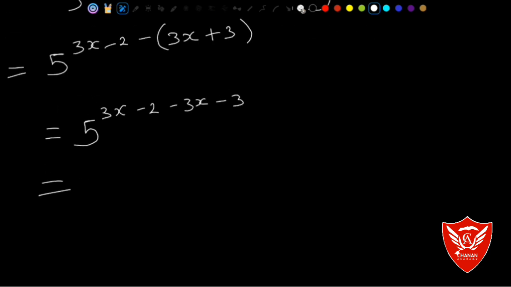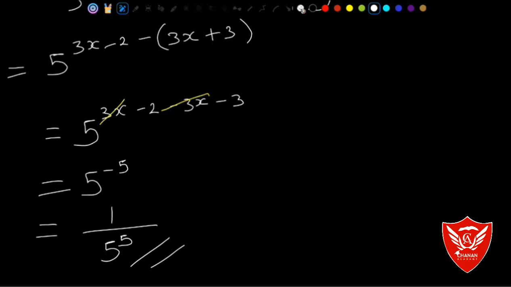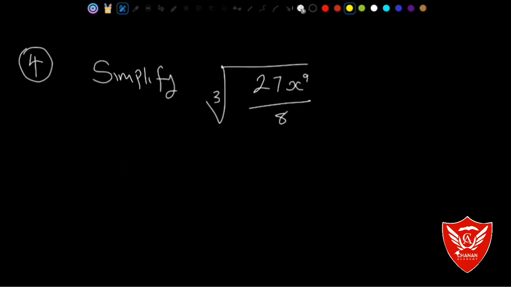It is then equal to, if you simplify the power, the 3x is going to cancel out the 3x, and then minus 2 minus 3 is going to be minus 5. So this is raised to the power of minus 5. This is then equal to 1 over 5 raised to the power of 5. This is our final answer. So we have to simplify this expression.